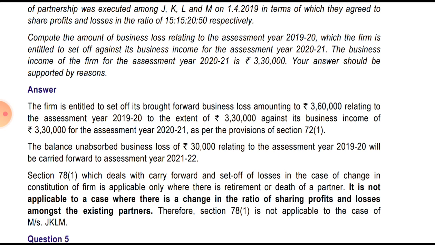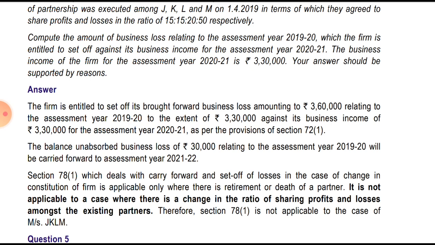As per the provision, the balance of the unabsorbed business loss which is being carried forward is 30,000. The balance, 3,60,000 minus 3,30,000, relating to the assessment year 1920, that is previous year 1819, will be carried forward to the assessment year 2021, that is the next year.